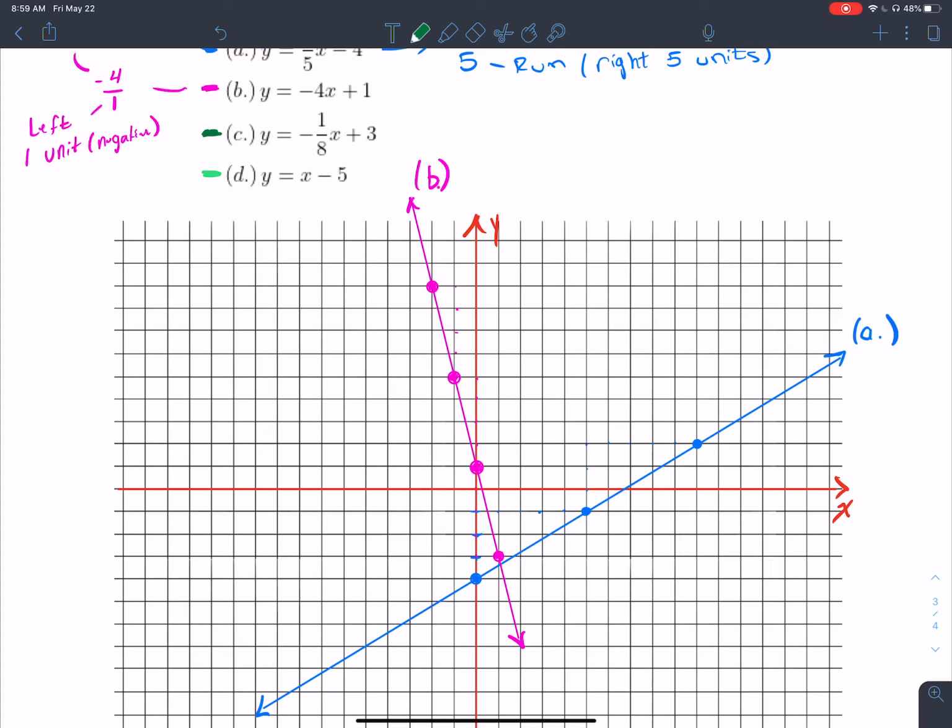Let's look at C. And C will go through a little bit quicker so that we're not wasting our time here. So for C, we're going to look for our y-intercept of positive 3. So we got 1, 2, there's positive 3 for C. And I'm just going to follow our rise over run here. So I'm going to rise 1 unit. I'm going to go to the left 8 units because I'm making the 8 negative. So we'll rise 1 unit and we'll go to the left 1, 2, 3, 4, 5, 6, 7, 8.